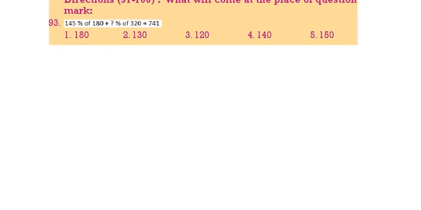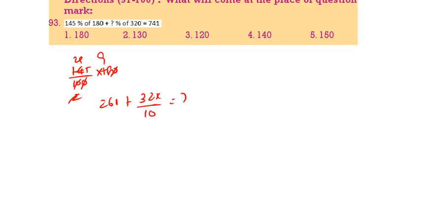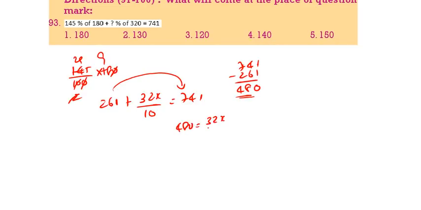145% of 180. 145% of 180, 5 29s, 2 9s. 29 into 9, that is 261 plus 32x by 10 is equal to 741. First you send this one to the other side, it becomes minus. So we will get 480. So 480 is equal to 32x by 10. Now if you do the calculation, 8 60s, 8 4s, 4 1s, 415. X value is 150. 150 is the correct answer.